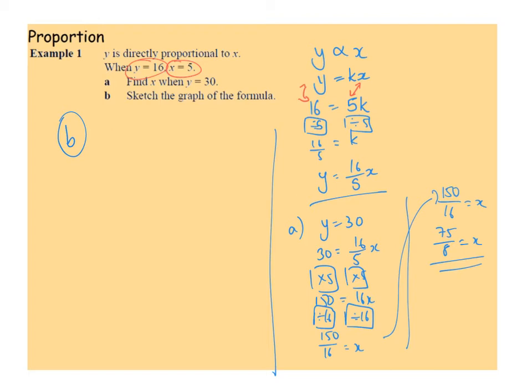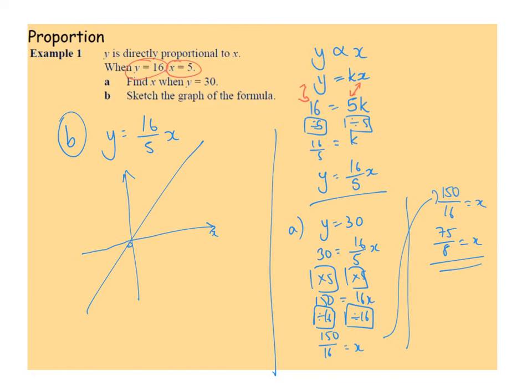Sketch the graph of the formula. So we can see from the formula, which was y equals 16/5 x, that's a little bit steeper than the graph of y equals 3x. So I'll draw a graph with a straight line with a positive gradient passing through the origin. And that is sufficient for my sketch because normally we would indicate the x and y intercepts of a graph on a sketch, and obviously this graph passes through the origin.